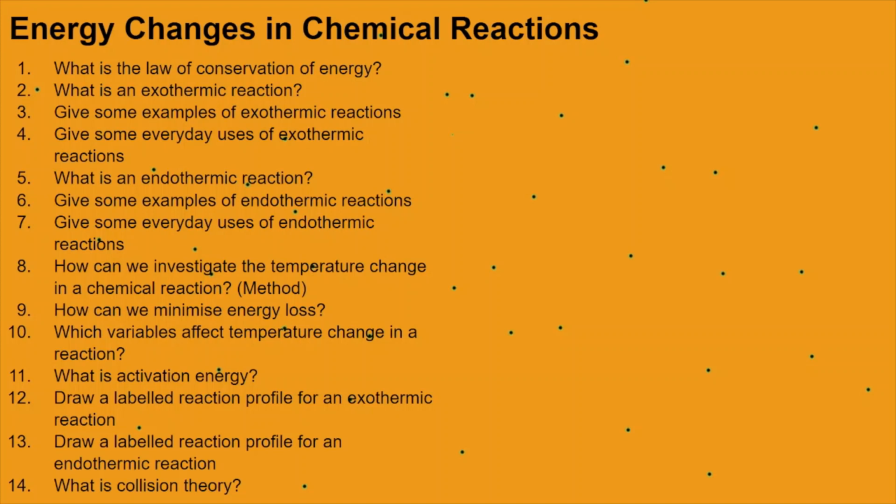What is an exothermic reaction? Well, it's pretty much what I was just talking about. Exothermic is the one that releases energy and transfers it into the surrounding area, causing the temperature of the surrounding area to increase. So examples of exothermic reactions, well, combustion, like I was talking about, burning something that releases a lot of energy, that's very exothermic.